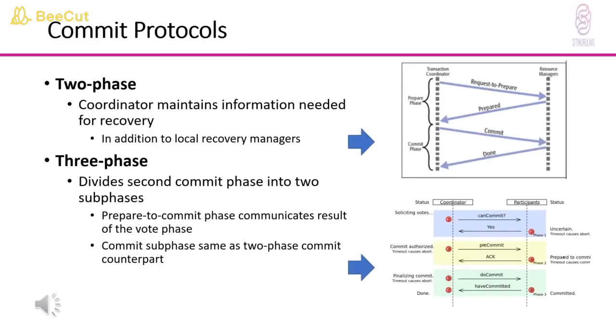Two-phase commit. This protocol requires a coordinator. The client contacts the coordinator and proposes a value. The coordinator then tries to establish the consensus among a set of processes, a.k.a. participants, in two phases, hence the name. Coordinator maintains information needed for recovery, in addition to local recovery managers. Three-phase protocol is an extension of two-phase commit wherein the commit phase is split into two phases. Prepare to commit phase communicates result of the vote phase. Commit subphase same as two-phase commit counterpart.